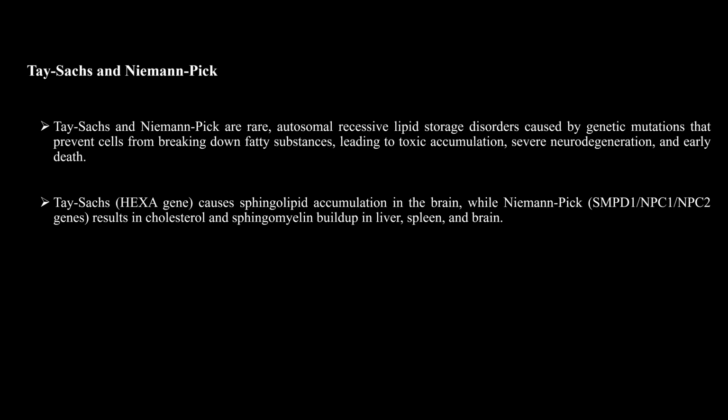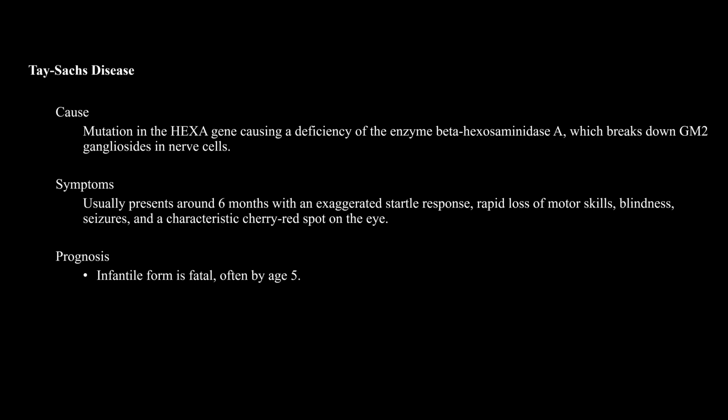Dysautonomia. This autosomal lipid protein disorder is caused by a genetic mutation preventing the body from processing substances, leading to toxic accumulation, cerebral neurodegeneration, and early death. Causes: mutation with enzyme deficiency breaking down substances in nervous cells. Symptoms from around 6 months: loss of motor skills, blindness.